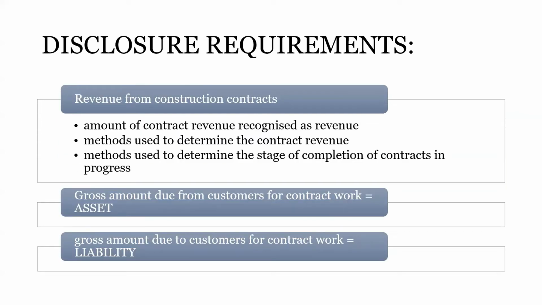So, for revenue from construction contracts naman, yung amount ng contract revenue should be disclosed, yung methods used to determine yung contract revenue, and yung methods used to determine yung stage of completion ng contracts in progress. Yung gross amount due from customers for contract work is considered as an asset, kasi yung gross amount due to customers for contract work is a liability.